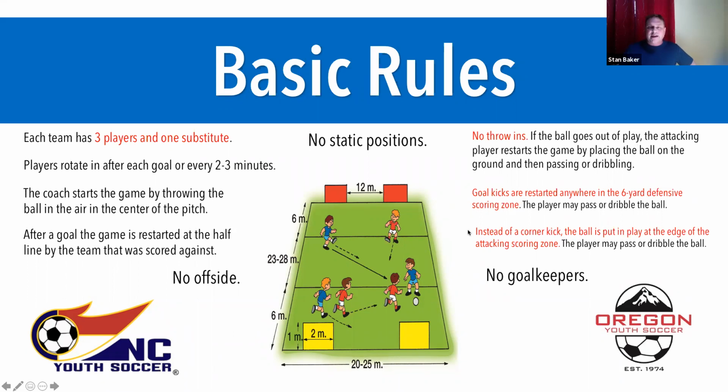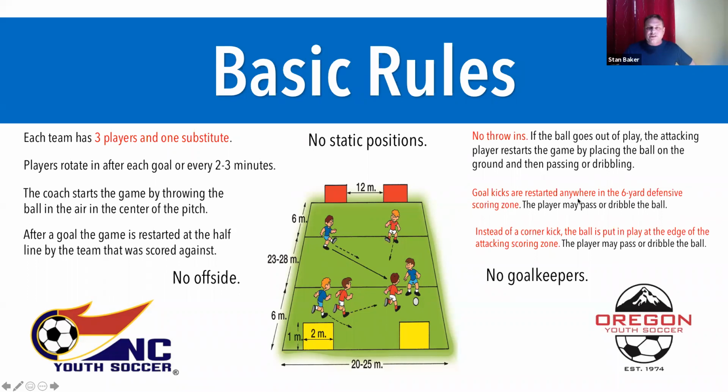There are no throw-ins. If the ball goes out of play in touch, the attacking player restarts the game by placing the ball on the ground. And this is the key difference between what we normally have done in the past. The player is allowed to pass the ball or dribble the ball into play, depending on the situation. There's also a 5-yard buffer that needs to be enforced so that the defending team doesn't encroach right onto the player with the ball. They have time to look and see what's happening, and then decide whether the best option is to pass or dribble the ball in.